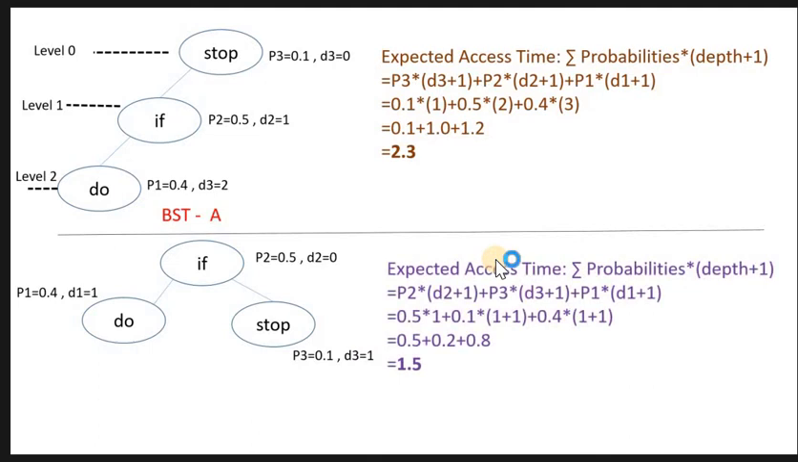Your formula for calculating the expected access time remains the same. You just put in the appropriate values for the probability and the depth, and you will get the answer as 1.5. If you observe these two binary search trees, the expected access time is 2.3 here and 1.5 here. It's very much less as compared to the previous binary search tree. So this is your second binary search tree.